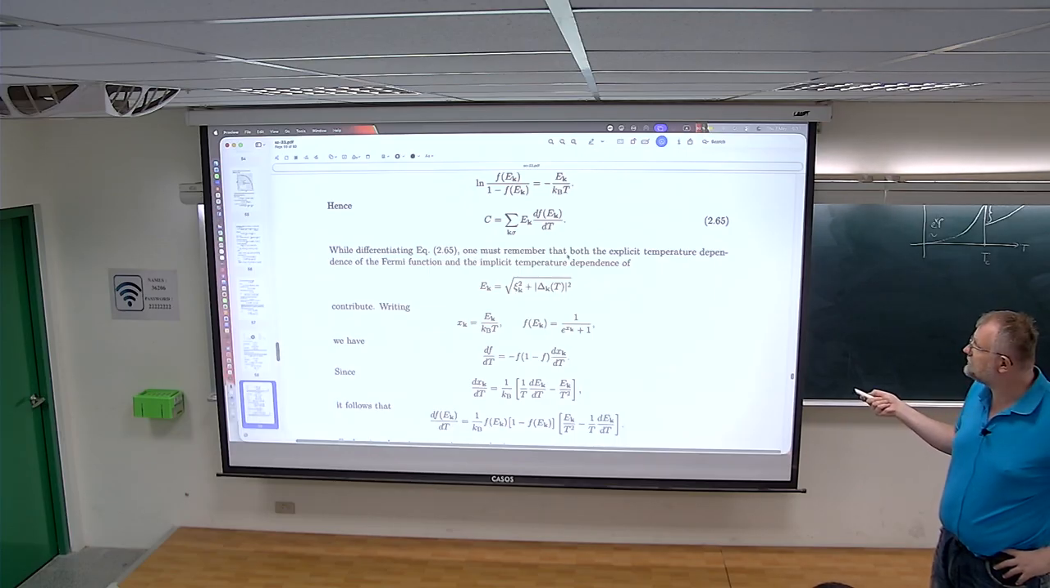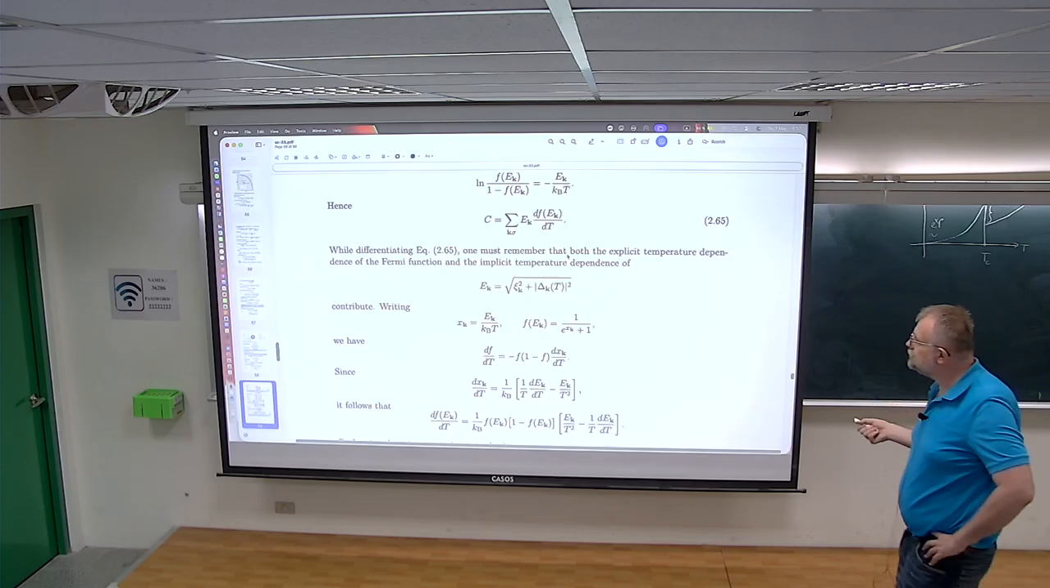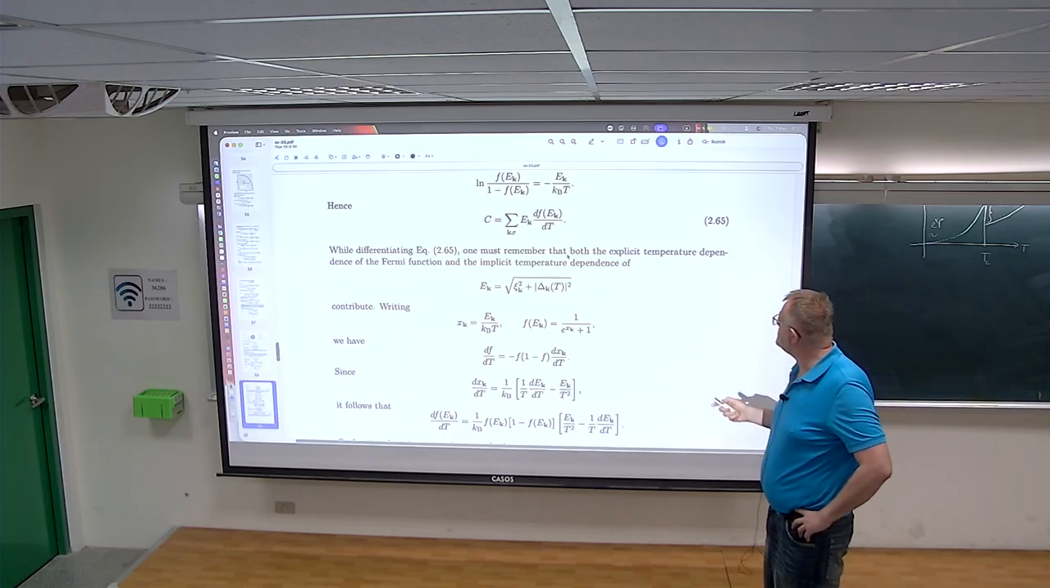Or you can use the continuum approximation, and you can change these sums to an integral over the energy and things like that. So you can integrate it numerically if you want. But I just want to show you some analytical results.